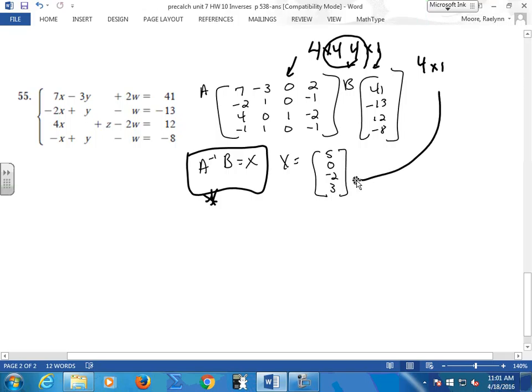And remember, sometimes you see them as subscripts, not as x, y, z, w. You see them as x sub 1, x sub 2, x sub 3. Sometimes they subscript rather than use a variable. A lot of colleges use a subscript. So are we okay with this? Pretty easy part for inverses.